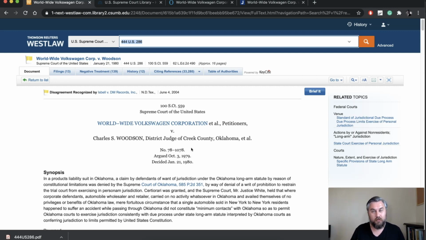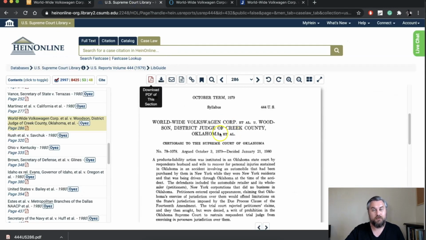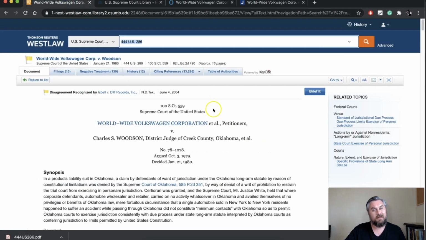So technically, you want to look at the official reporter, so you want to actually see that PDF to make sure you're not getting any typographical errors wrong. But for all intents and purposes, the Westlaw and the LexisNexis people are very meticulous about what they do. They are always cross-checking their information to make sure it's correct.